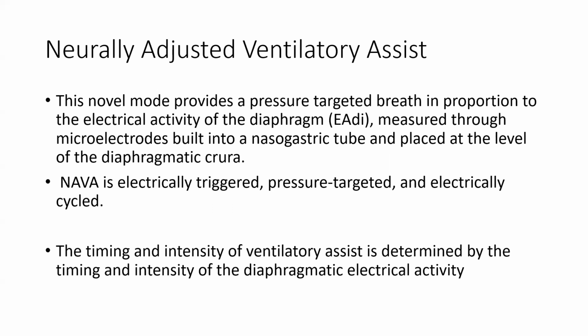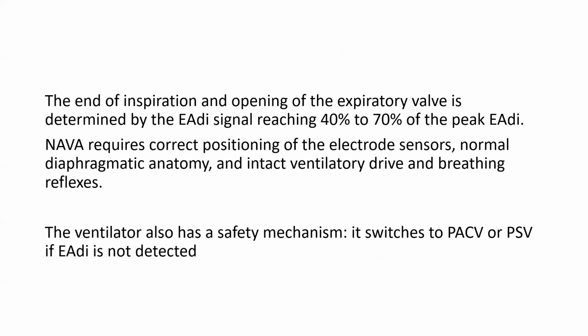Now the next is NAVA, that is neurally adjusted ventilatory assist. This mode provides a pressure targeted breath in proportion to the electrical activity of the diaphragm, measured through a microelectrode built into the nasogastric tube and placed at the level of the diaphragmatic groove. NAVA is electrically triggered, pressure targeted, and electrically cycled. The timing and intensity of the ventilatory assist is determined by the timing and intensity of diaphragmatic electrical activity. The end of inspiration and the opening of the expiratory valve is determined by this electrical activity of the diaphragm signal reaching 40% to 70% of peak signal.